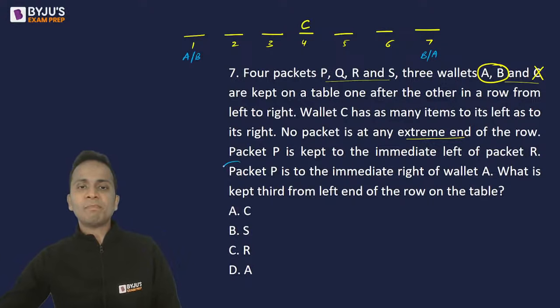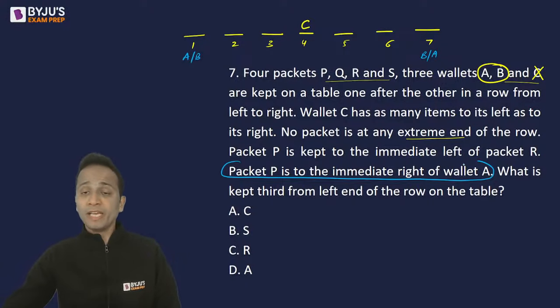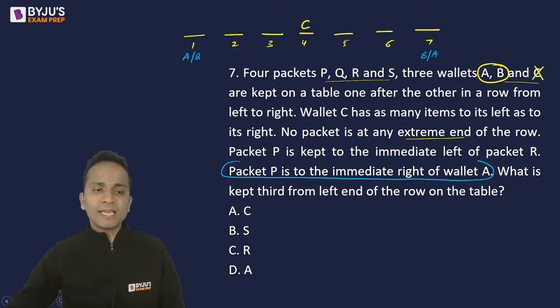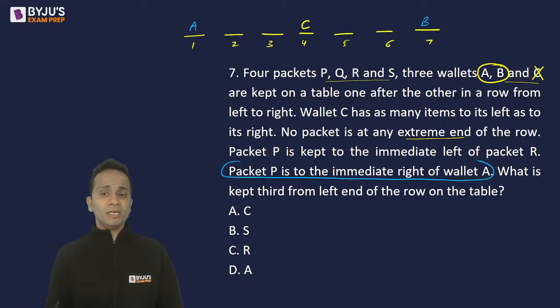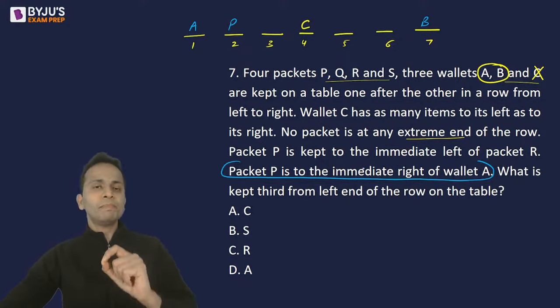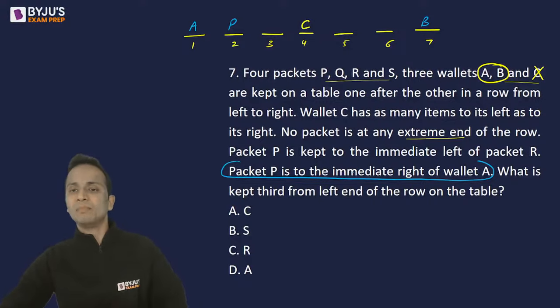Also, they have mentioned that packet P is to the immediate right of A. Now, A has something on the right hand side, so A cannot come at place number 7. A will come at place number 1. So I will put A at place number 1 and B at place number 7, because packet P is immediate right of A. So A will be at number 1, P will be at number 2, and B will be at number 7.